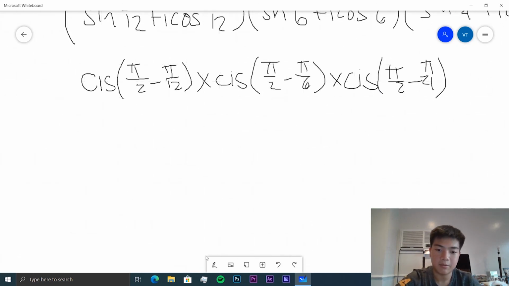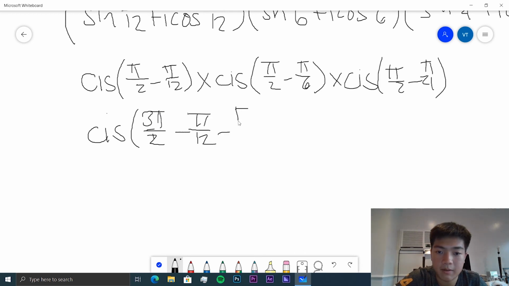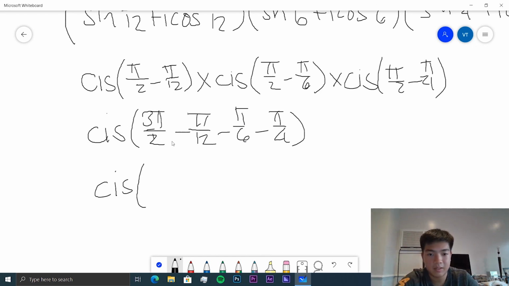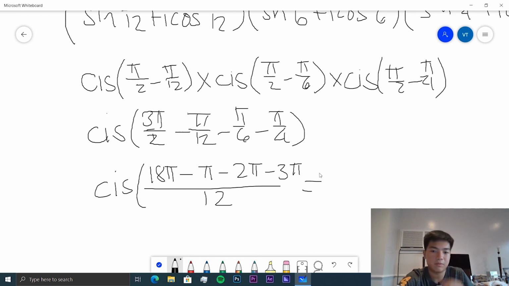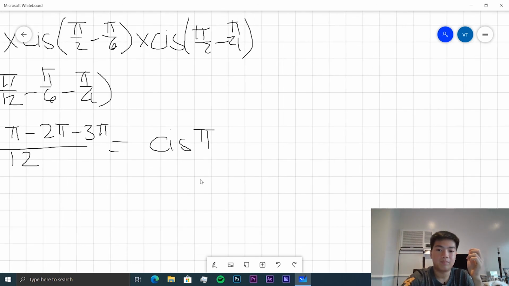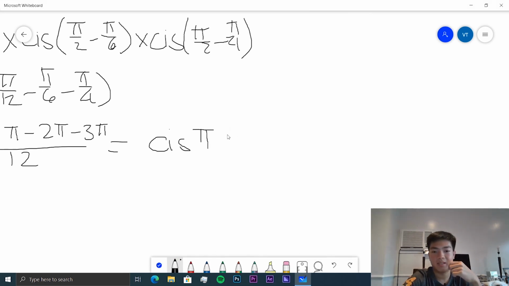So this is simply equal to CIS 3 pi over 2 minus pi over 12 minus pi over 6 minus pi over 4. Convert all of this into over 12, so 18 pi minus pi minus 2 pi minus 3 pi over 12. So this is equal to 12 pi over 12. So it's just equal to pi, which is equal to -1, I'm pretty sure. Yeah, so this is all equal to -1.